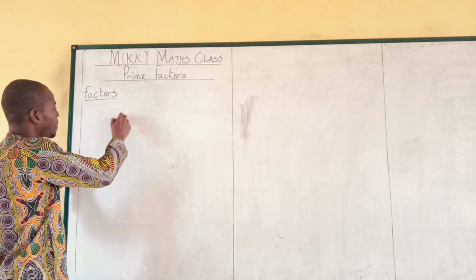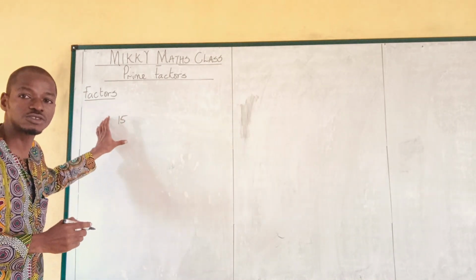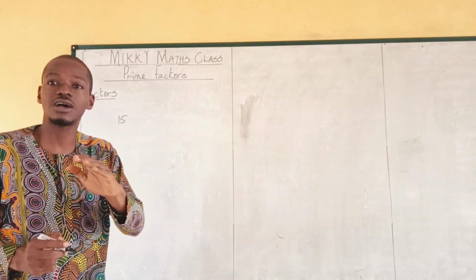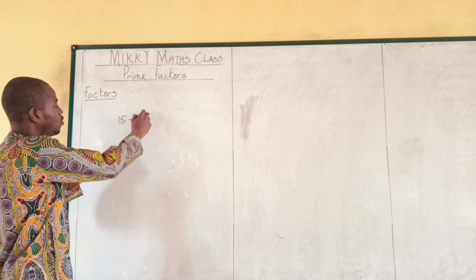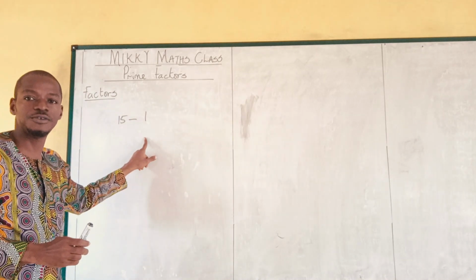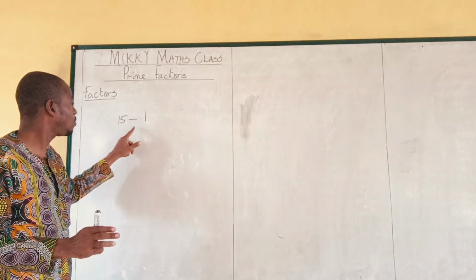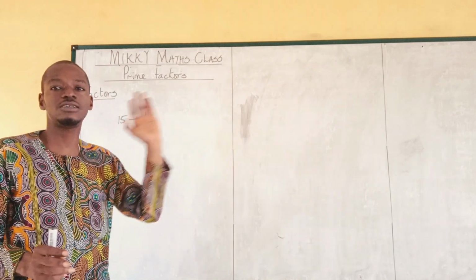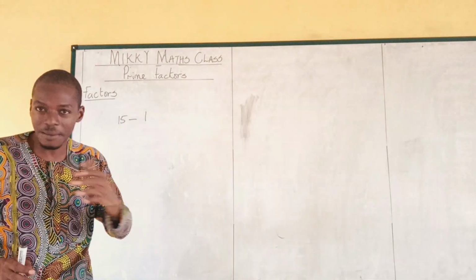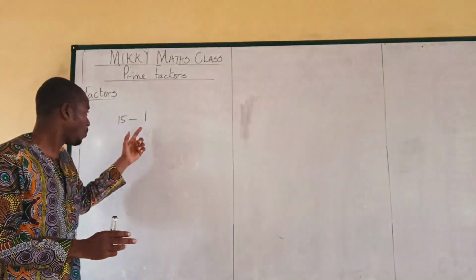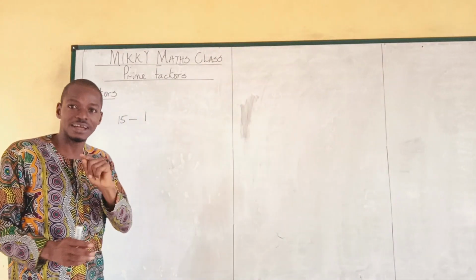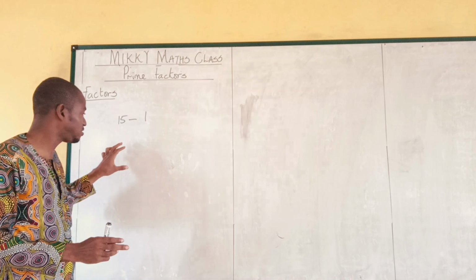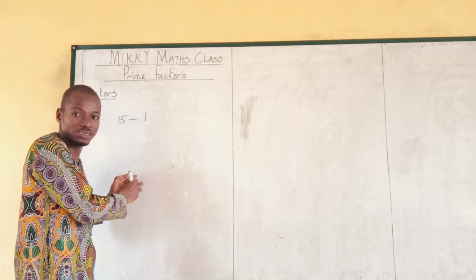I take a quick example. For example, 15. If you are asked what are the factors of 15, that means you have to mention those numbers that can divide 15 without a remainder. The first one, you have 1. 1 can divide 15 without leaving a remainder. 1 will divide 15 to give us 15. 1 is a factor of every other number. That means 1 will divide any number you can think of. When 1 divides any number, the result is that number. For example, 14. When 1 divides 14, the answer will be 14. When 1 divides 20, the answer will be 20.